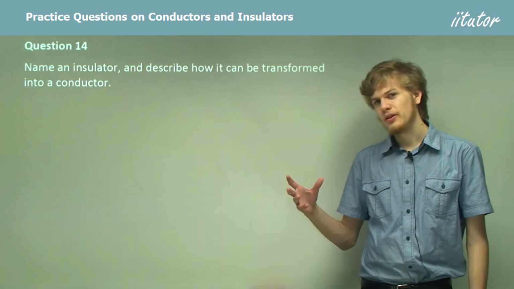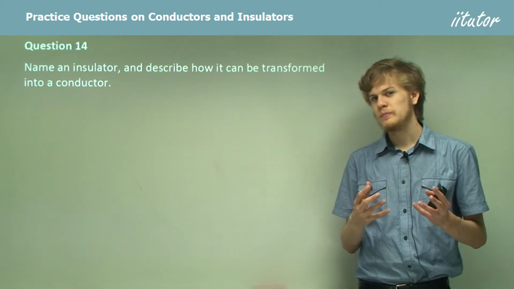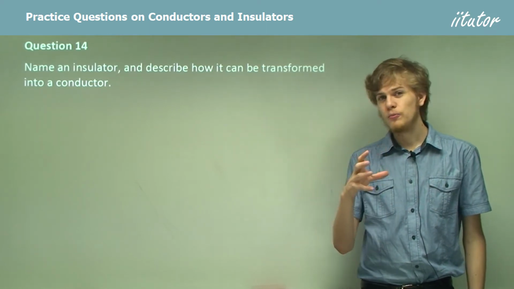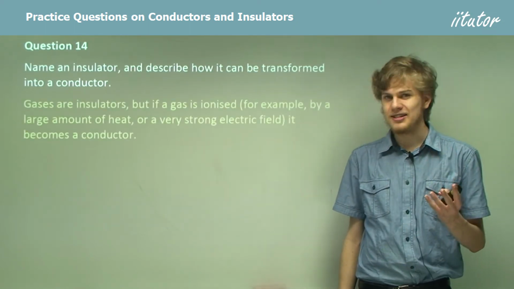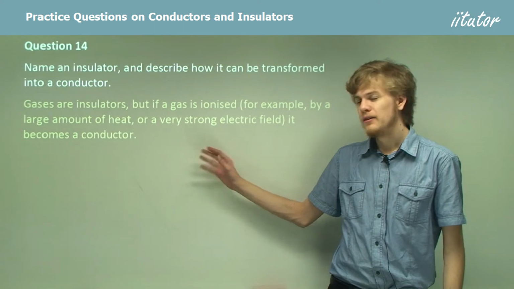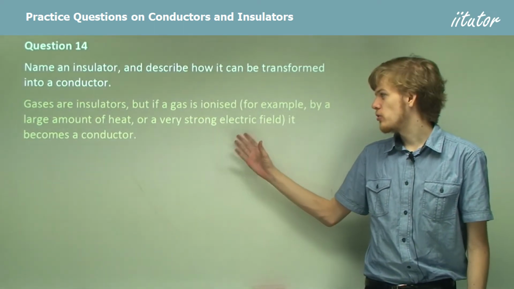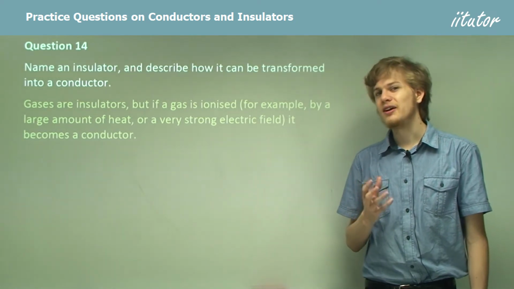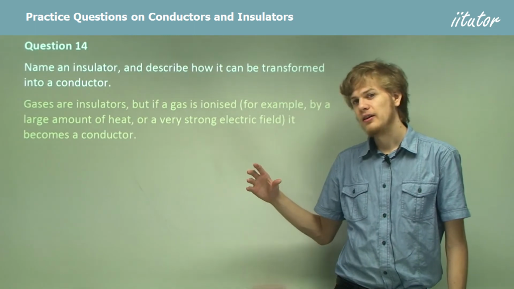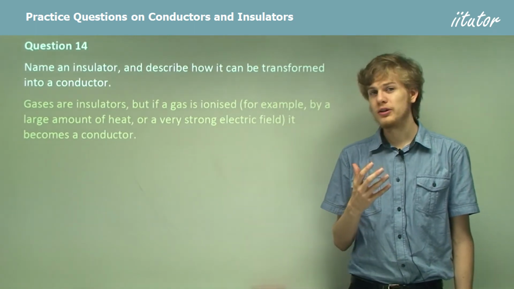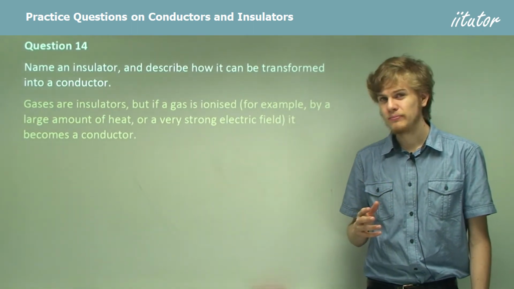So in the previous question, we looked at a few things that looked kind of like conductors but weren't. If we can find a way to transform those into conductors, then that's our answer here. We might say something like a gas. Now, a gas is an insulator, but if it's ionized by making it very, very hot or putting a very strong electric field across it, it will become a conductor. So there's an example, gas, of an insulator, and an example of how it can be transformed into a conductor by making it very hot. But that's not the only example that you could have used.